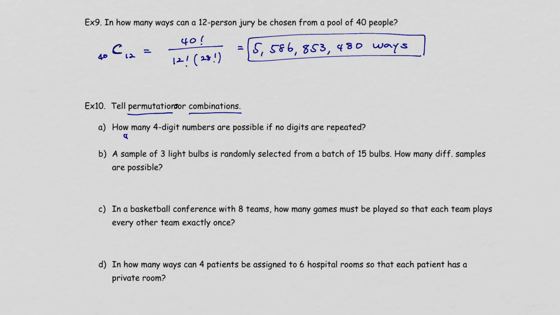So if I have 4, 2, 1, 5, is that going to be different from 5, 1, 2, 4? The same choice of numbers, but when the order is switched, it is going to be a different number, even though it's the same choice of digits, because the order is different. So this means order matters, and order matters means permutations.